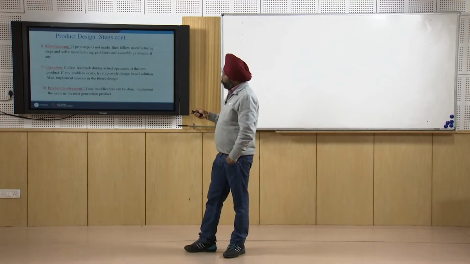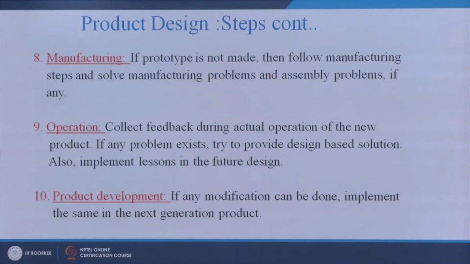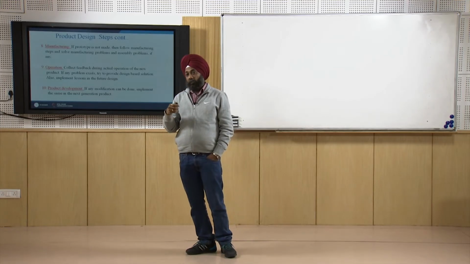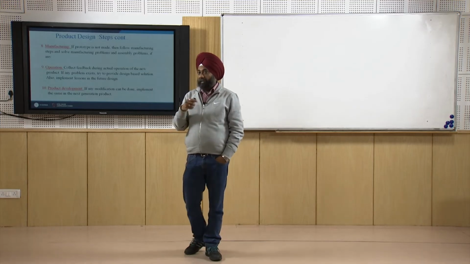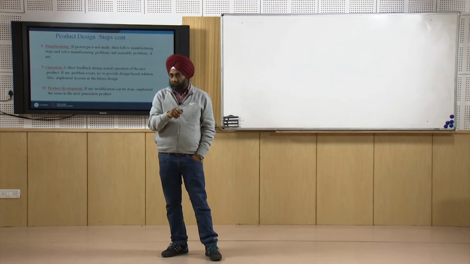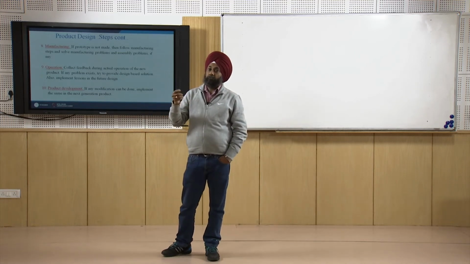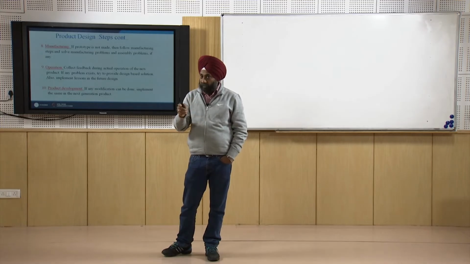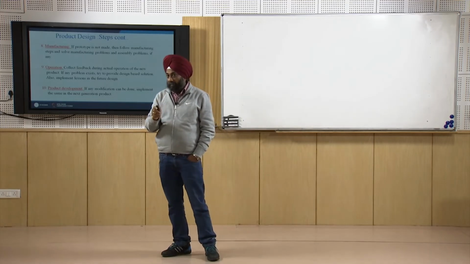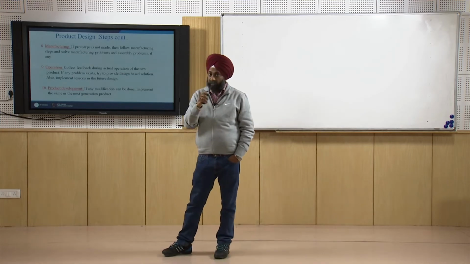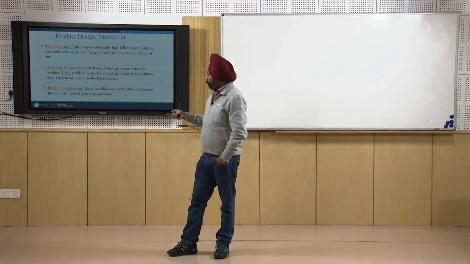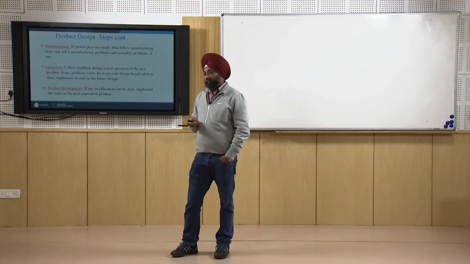Then the manufacturing of the product. If the prototype is not made, then follow manufacturing steps and solve manufacturing problems and assembly problems if any. So manufacturing problems and assembly problems will arise only if we have not taken care of the DFM or DFA or DFMA, that is design for manufacturing, design for assembly, and design for manufacturing and assembly principles at the first instance. Maybe if we take care of all these things during the detailed design step, all these problems will never occur during the manufacturing stage.